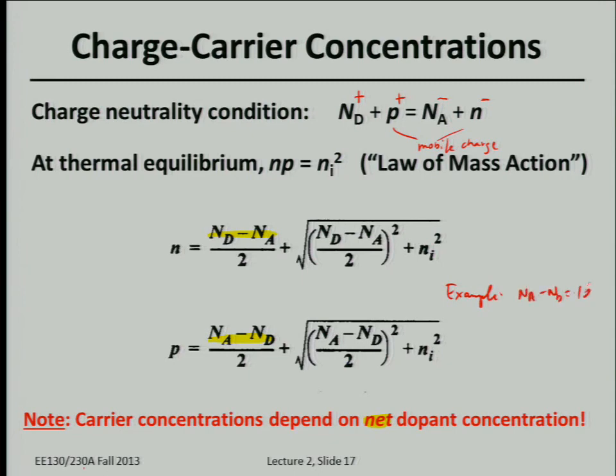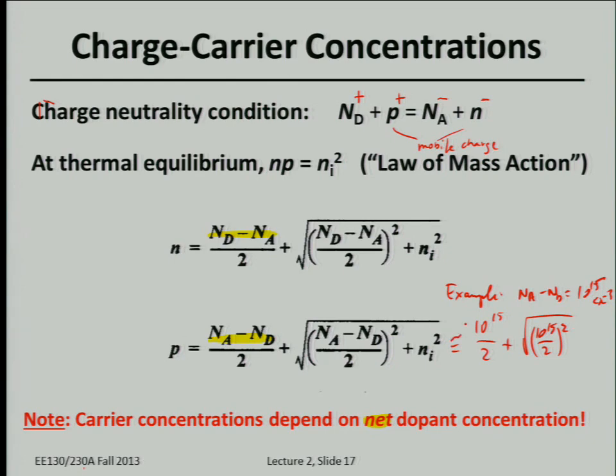Let's say it's 10 to the 15 per centimeter cubed. So this is 10 to the 15 over 2 plus, if this first term here is 10 to the 15 over 2 squared, it's still much greater than Ni squared. So this is approximately equal to the square root of, approximately.